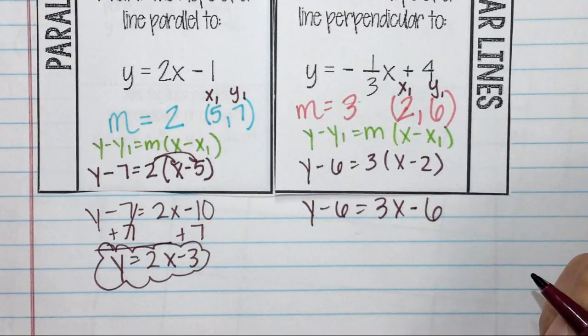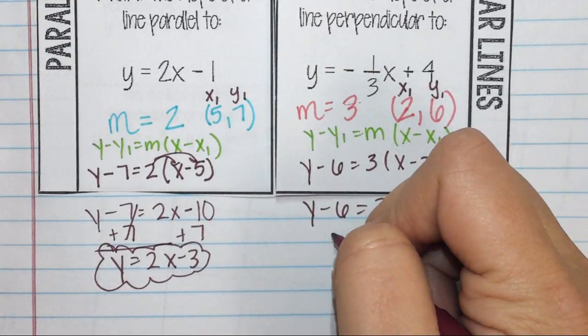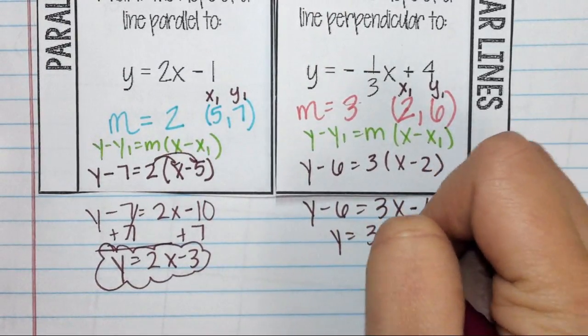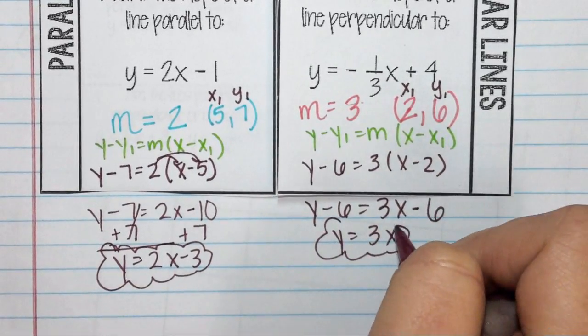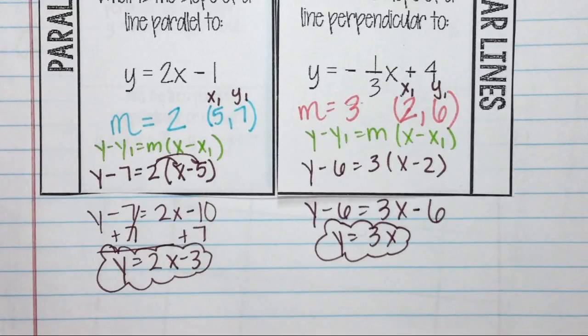And then what do I do? Add 6. Add 6 to both sides. And you get y equals 3x. Why is it just 3x? You don't put the 0. So what's our y-intercept on this equation? 0, the origin. All right, ready to practice?